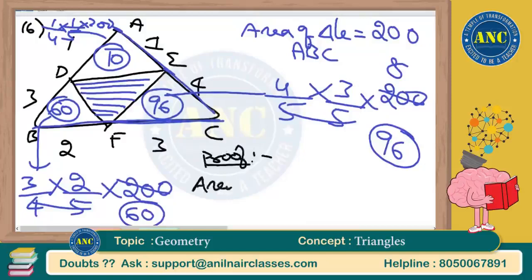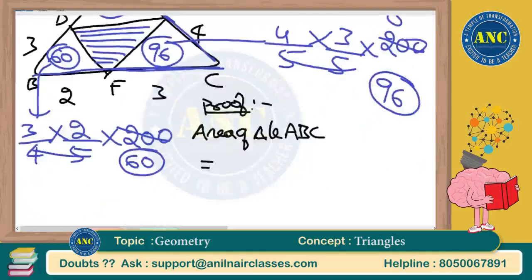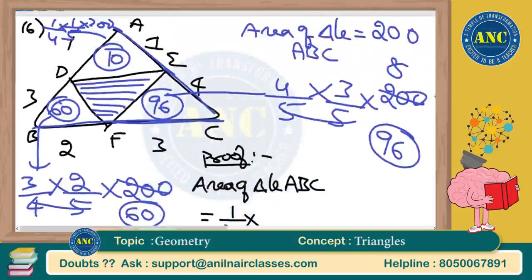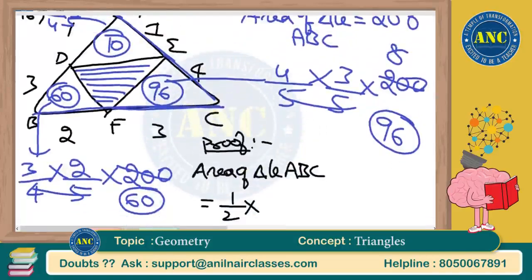If I take area of triangle ABC, this is nothing but half into, if I take this sine C, total x plus 4x, it is 5x. It is nothing but 3z plus 2z, it is 5z into sin C. It is a triangle ABC.